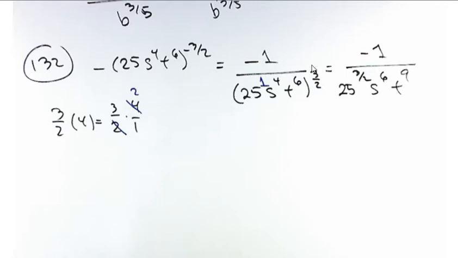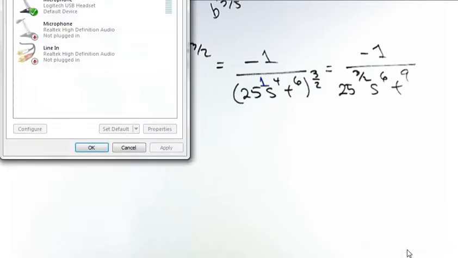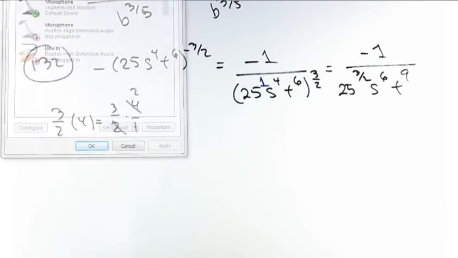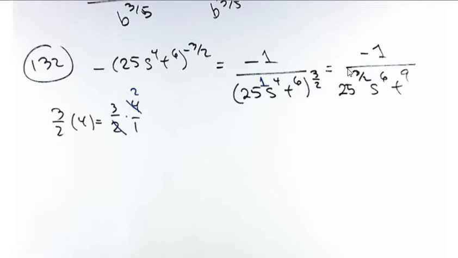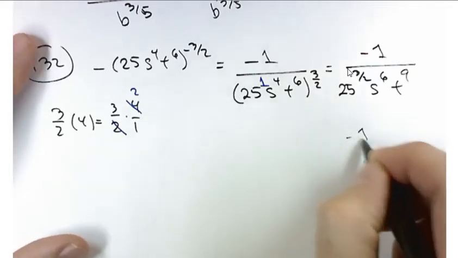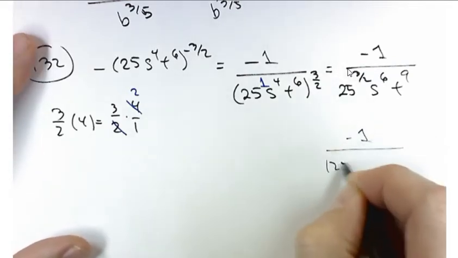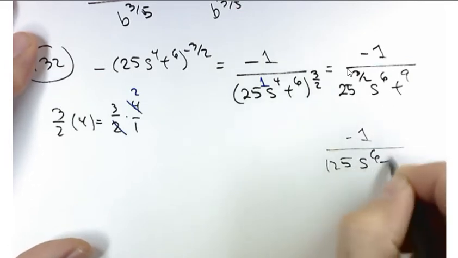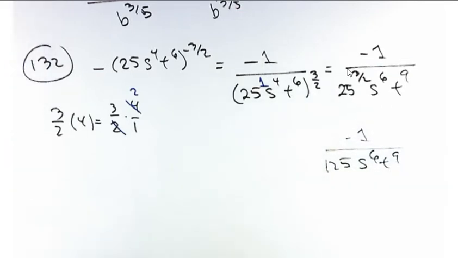Except when you look up your answer in the back of the solution manual, you'll be disappointed. You won't see 25. Instead, you'll see 125 s to the 6th, t to the 9th. And you might start getting frustrated. It's time for us to understand what these fractional exponents mean. What does it mean to have something to the 3 halves power? That seems kind of strange. So let's work on understanding that.